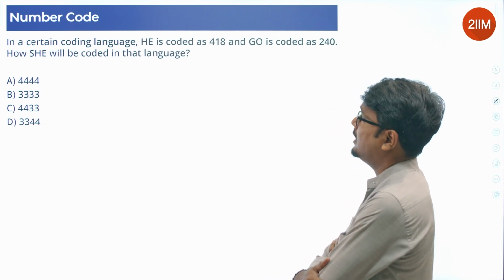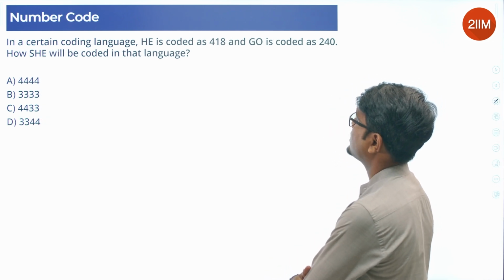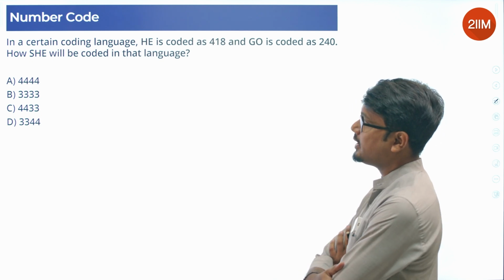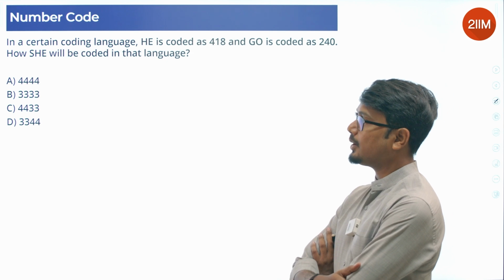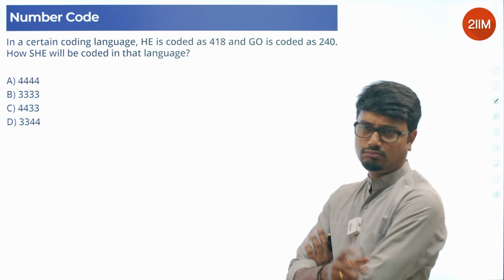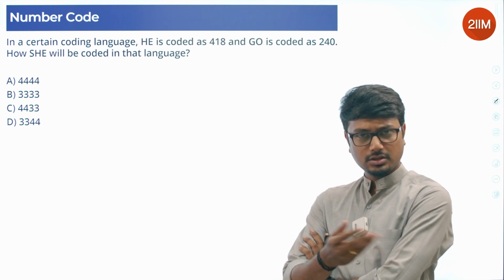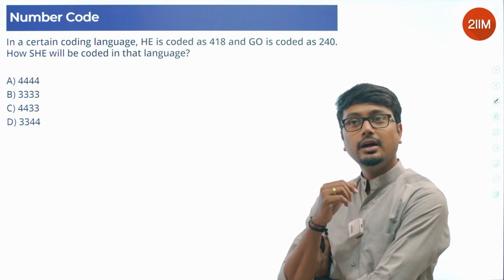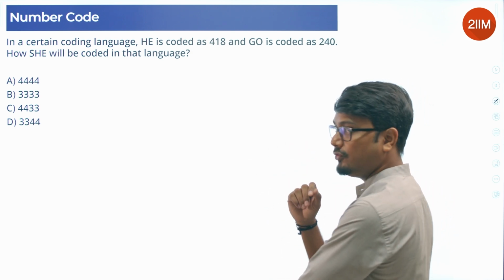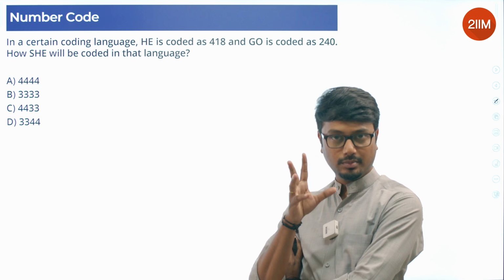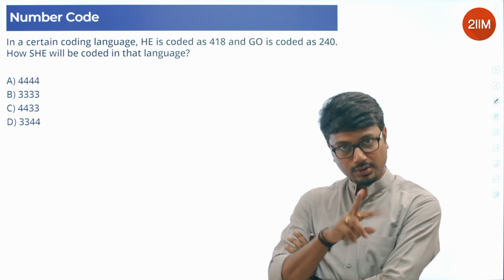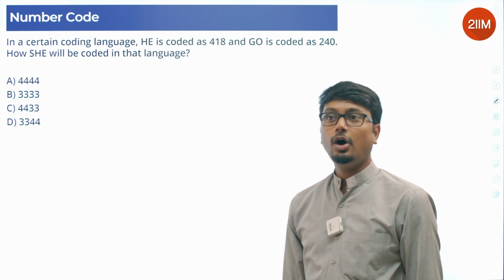Number code. In a certain coding language, HE is coded as 418 and GO is coded as 240, and how SHE will be coded in that language. Okay, HE, GO, double digit. Even if you multiply, you may get simple numbers, but it is like 418. So you need to think of a bigger number, like we need to think in terms of reverse values. Reverse values as in, how do I get the reverse values?